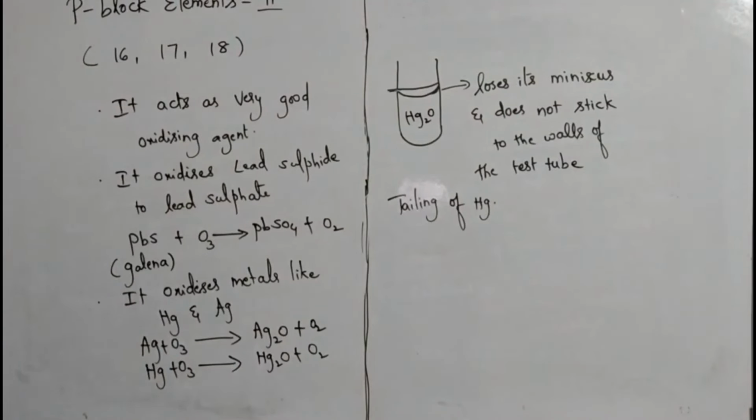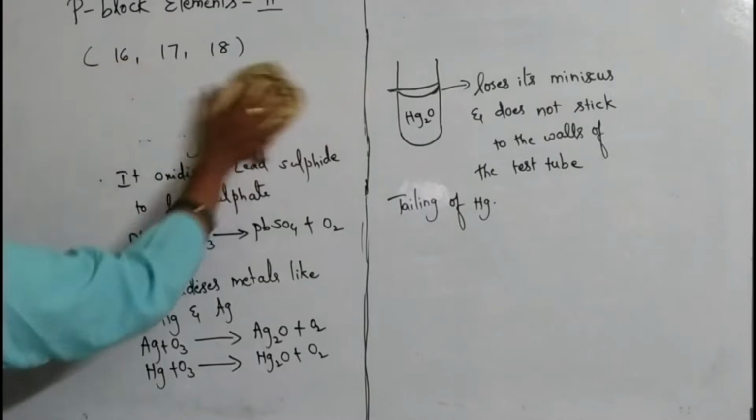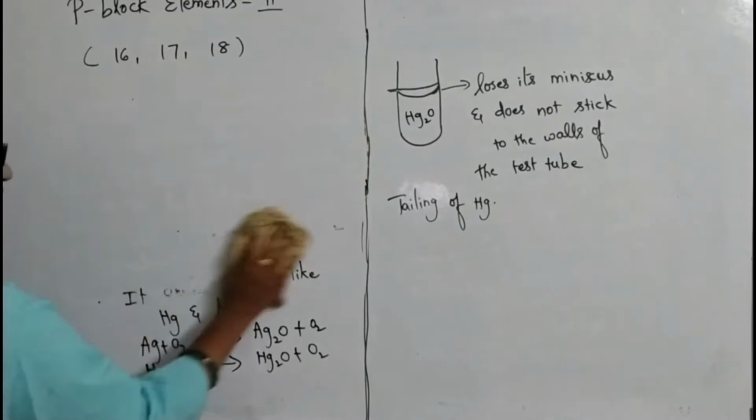The process of loss of meniscus is by the formation of Hg2O, when Hg reacts with ozone. This is called tailing of mercury. Please remember that point.